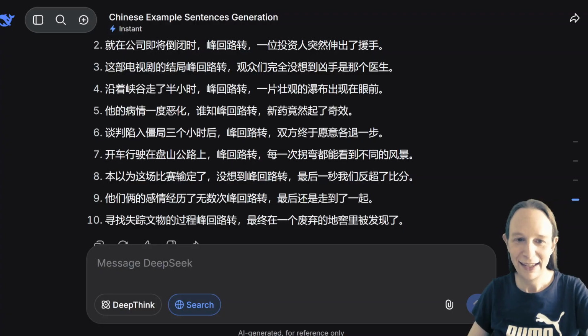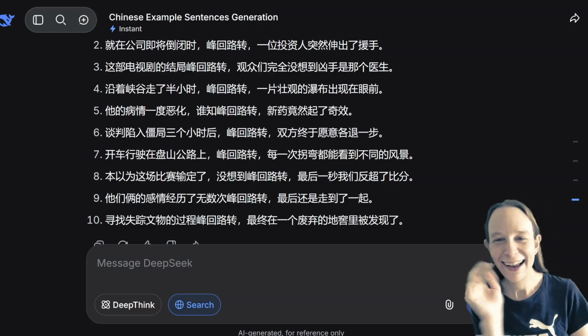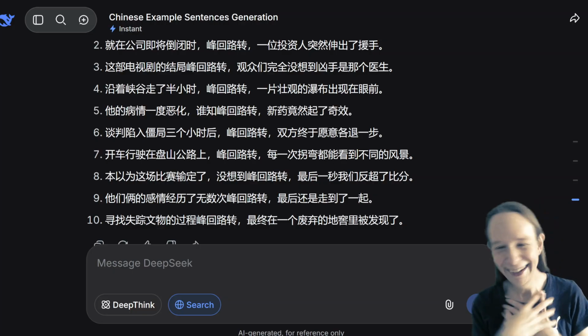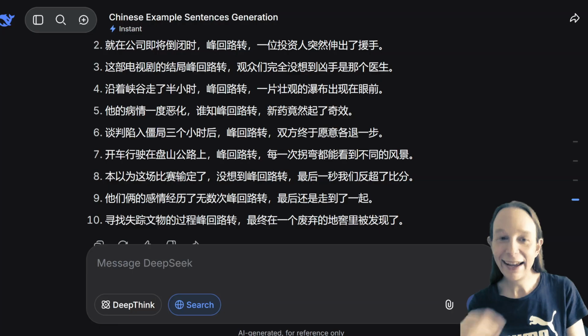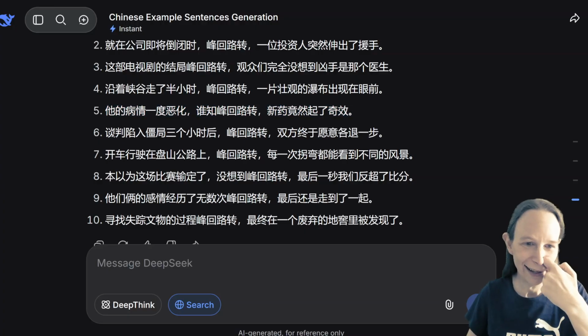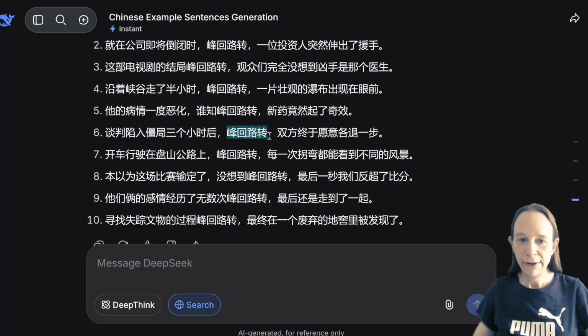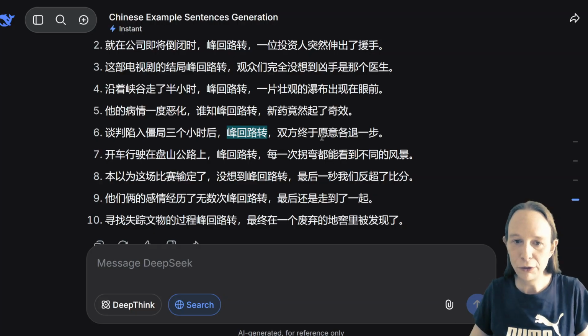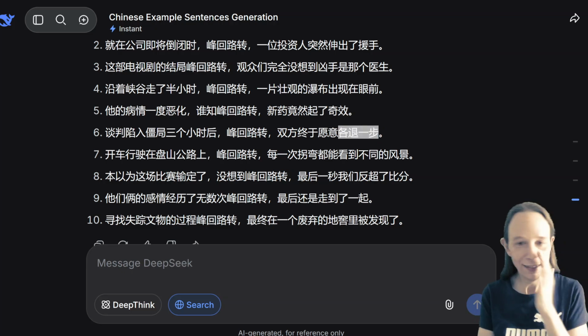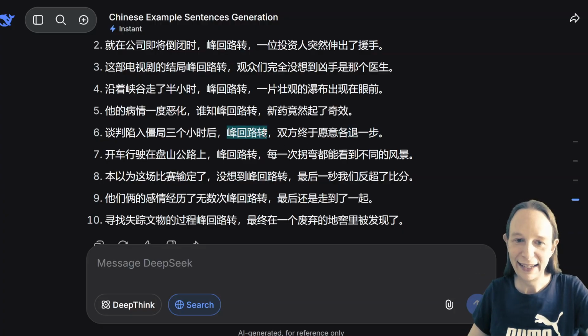So of a medicine. So this person's like, oh, I'm so sick. And then suddenly, oh, wow, okay, they invented a cure. Okay, thanks. Plot twist. Right. 谈判陷入僵局3个小时后，峰回路转，双方终于愿意各退一步. So they're both willing to step back a bit, concede a little, and they presumably came to some non-deadlock.